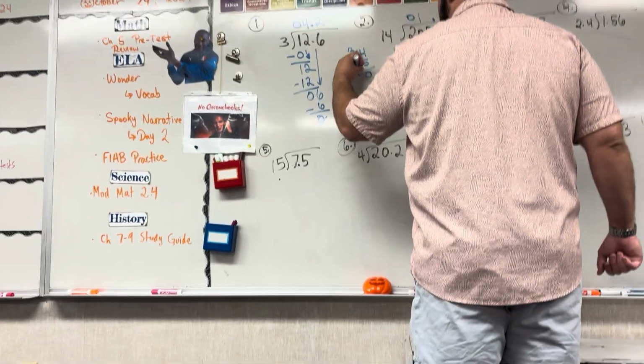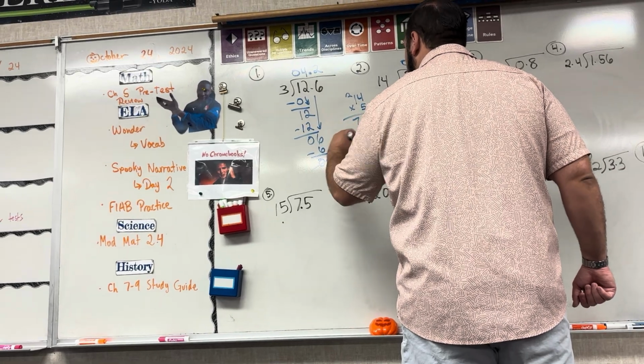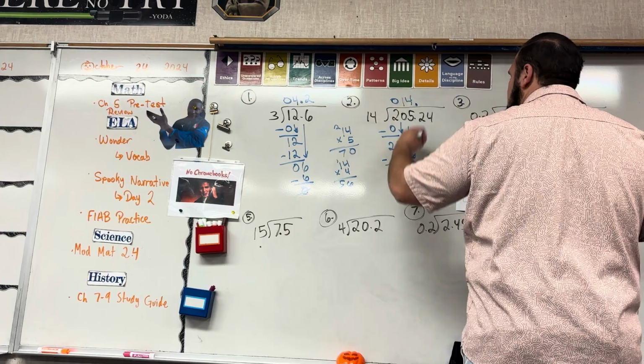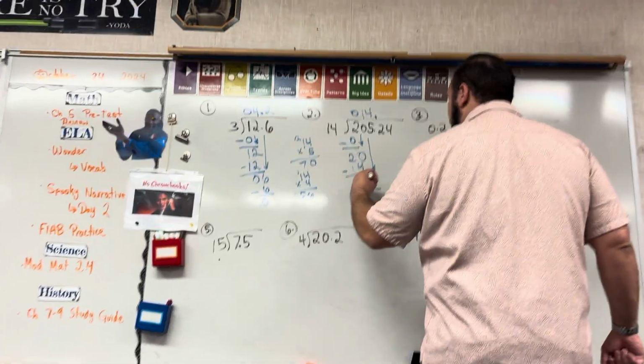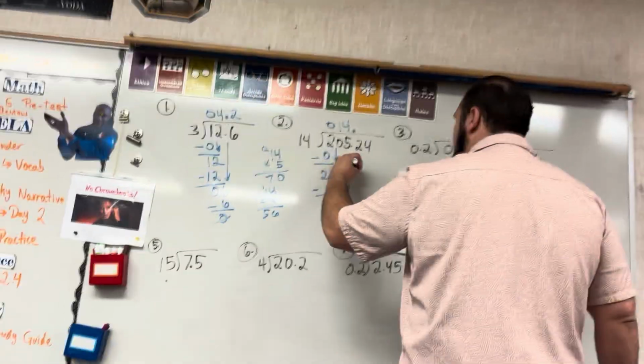And I might be wrong. Looks like I'm wrong here. So let's try 14 times 4. And that's 56. So it goes in there 4 times. And you have 9 left over. Then you bring down the 2.